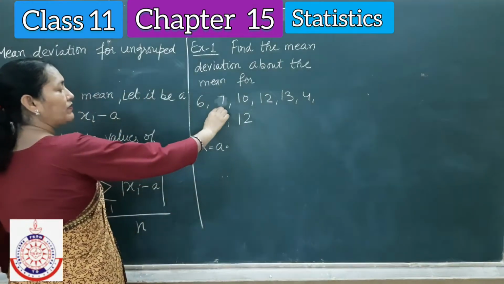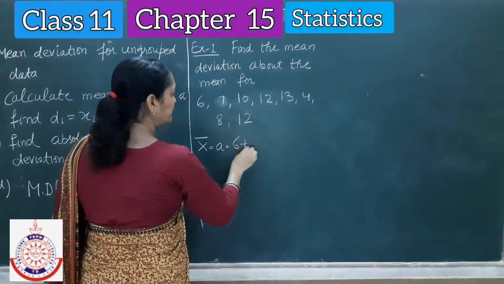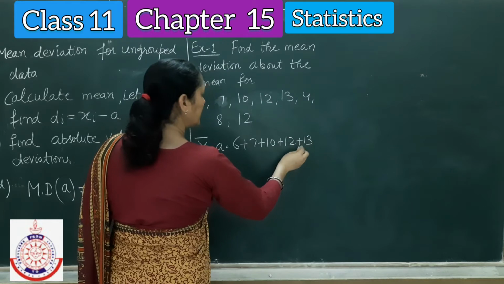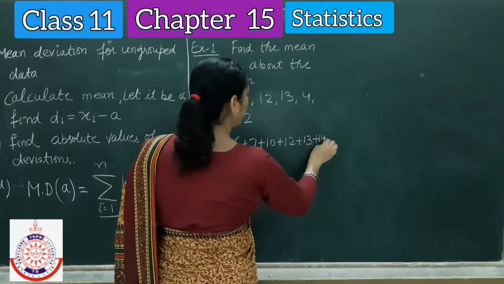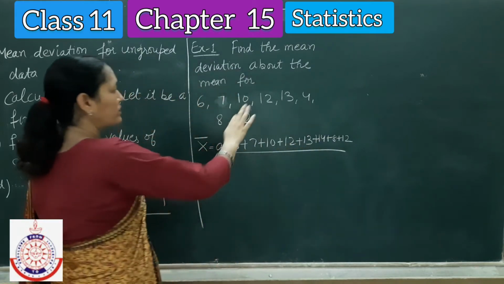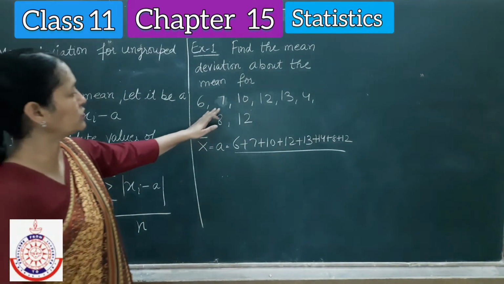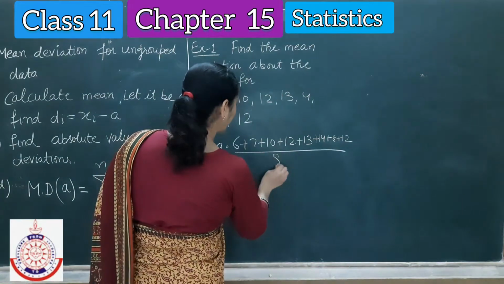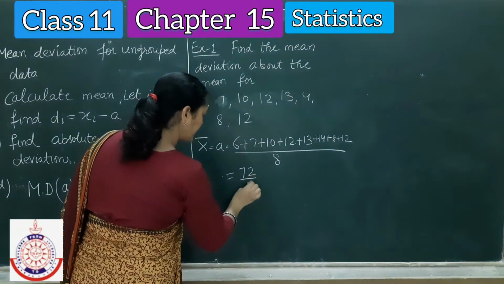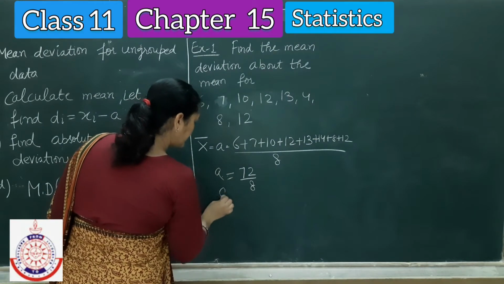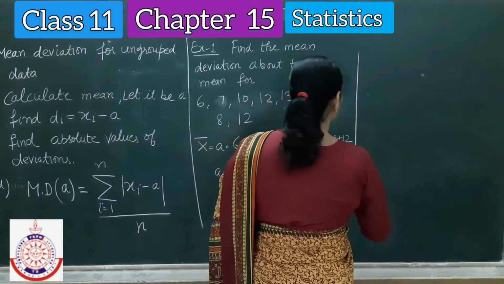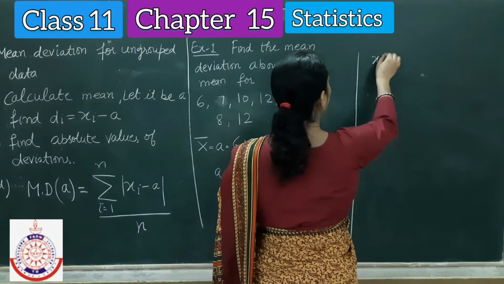So add all these values. 6 plus 7 plus 10 plus 12 plus 13 plus 4 plus 8 plus 12 upon, how many observations are there? 8. So if you add all these values, we're getting 72. 72 divided by 8 gives us 9. So first of all, make a table here.